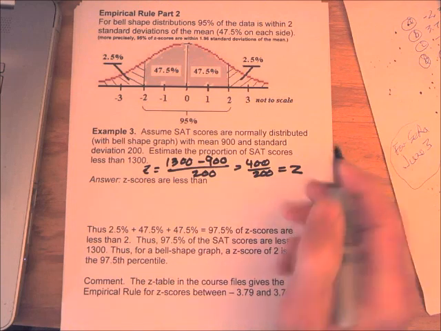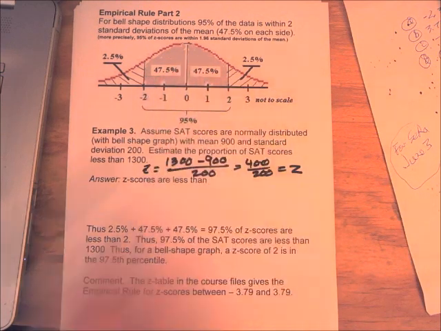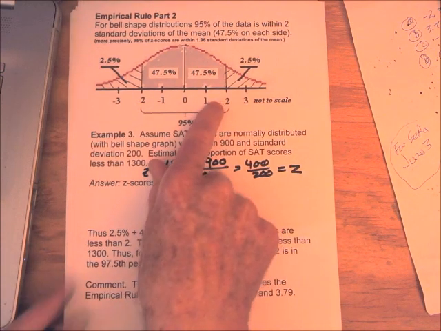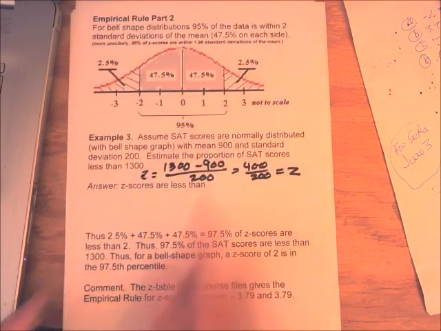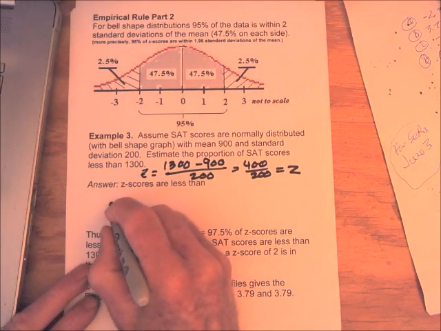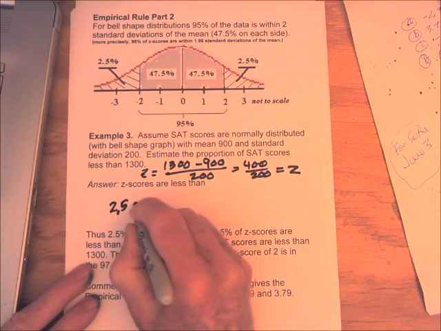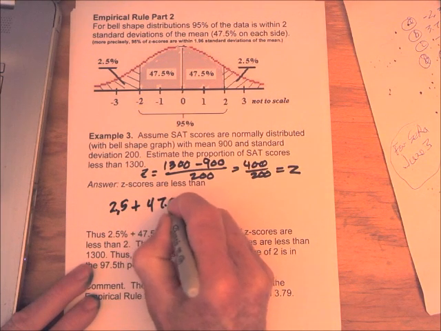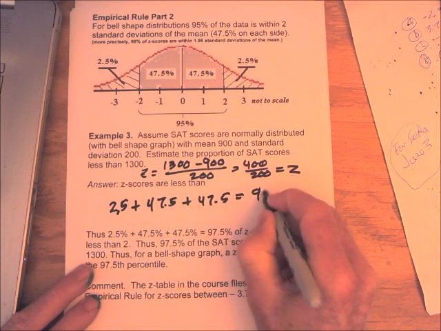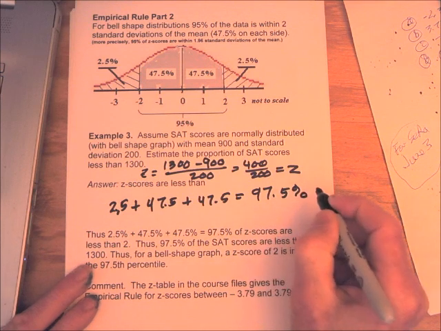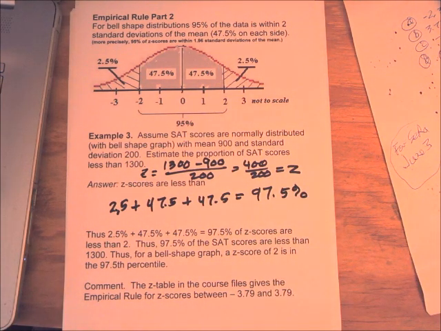2. So if you look at the picture, the percentage of z-scores less than 2, well, we have the 2.5% plus the 47.5% plus the 47.5%. So that's 2.5 plus 47.5 plus 47.5, and that's going to add up to 97.5%. So if the SAT scores have a bell-shaped graph, 97.5% of the scores are less than 1300.